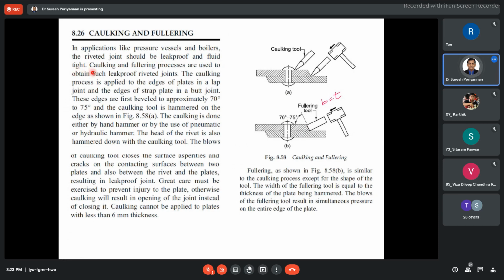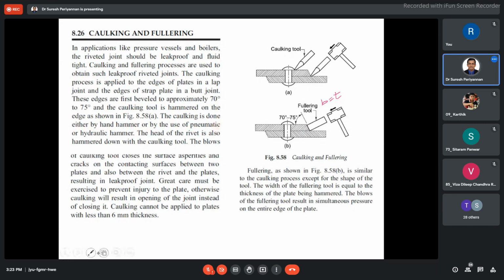Then we are doing some kind of process, that is nothing but the caulking and fullering process. It can be used to obtain such a leak proof, fluid tight riveted joint. Then what is this process? How are we doing it? We are going to discuss it now. The caulking is done either by a hand hammer or by using a pneumatic or hydraulic hammer.